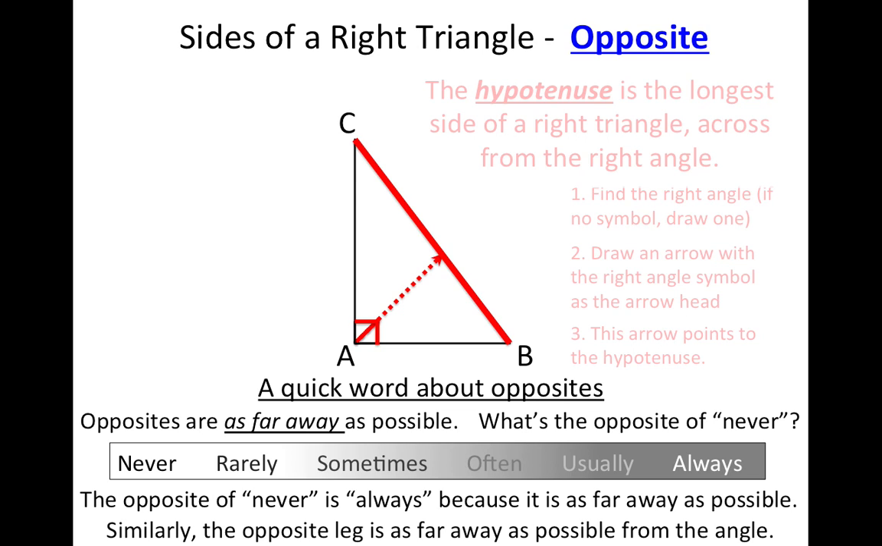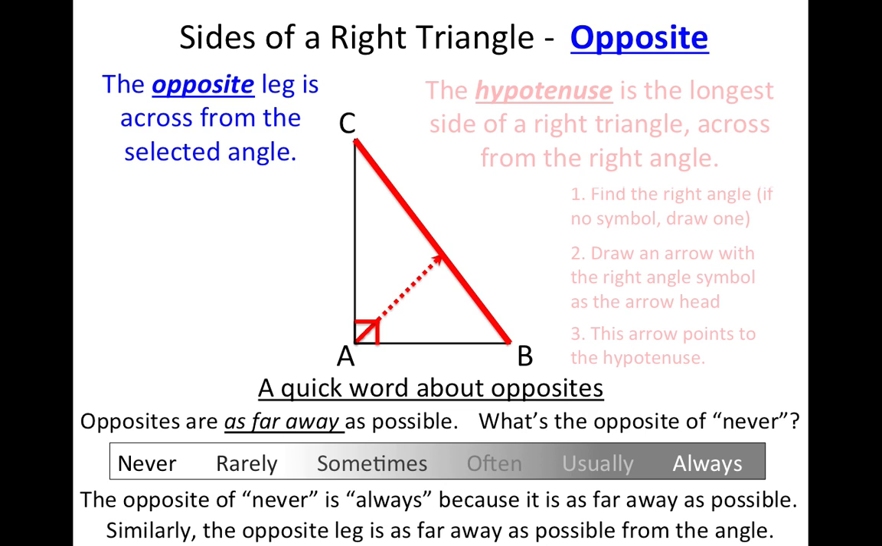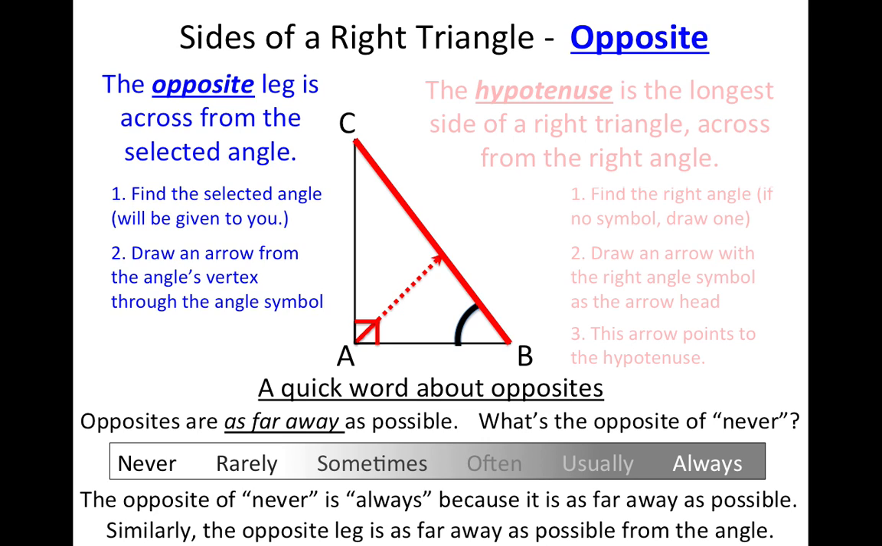Similarly, the opposite leg is as far away as possible from the angle. What does that mean? Well, let's take a look. So the opposite leg is across from the selected angle, or as far away from the selected angle as it could be. So the first thing is that you have to figure out what is the selected angle, and that'll always be given to you. In this case, we'll just call it angle B. And so there's the symbol telling us that angle B is the angle we're talking about here.